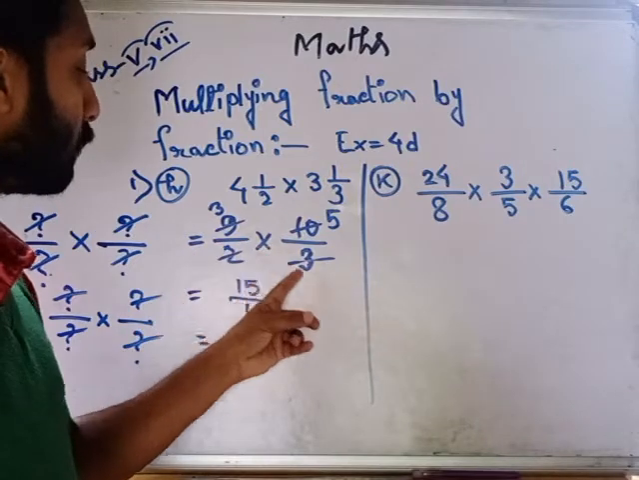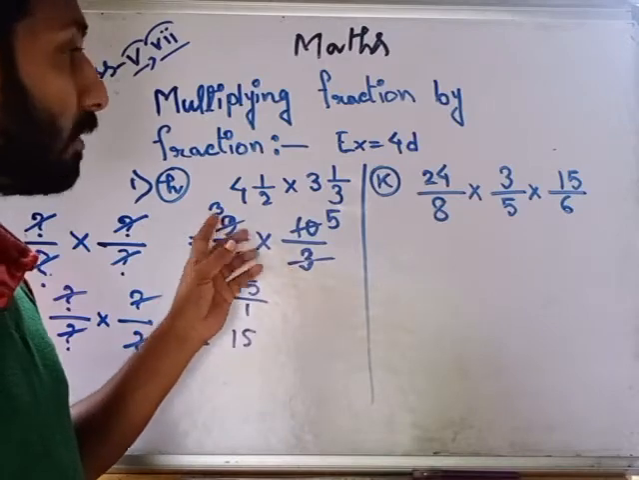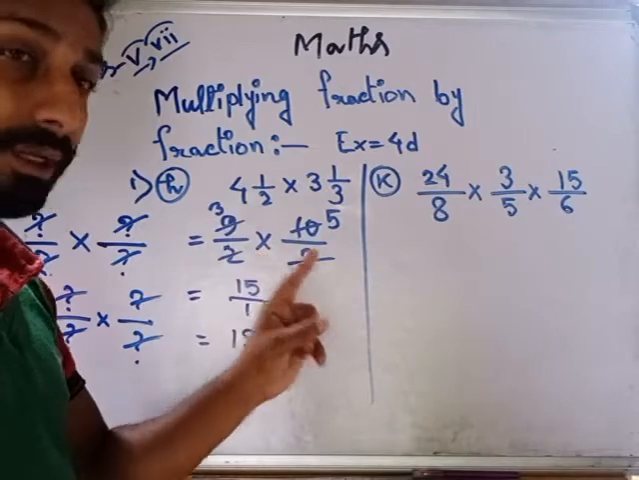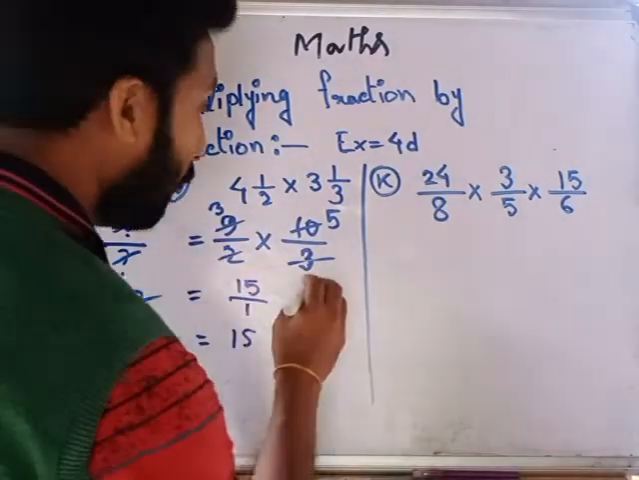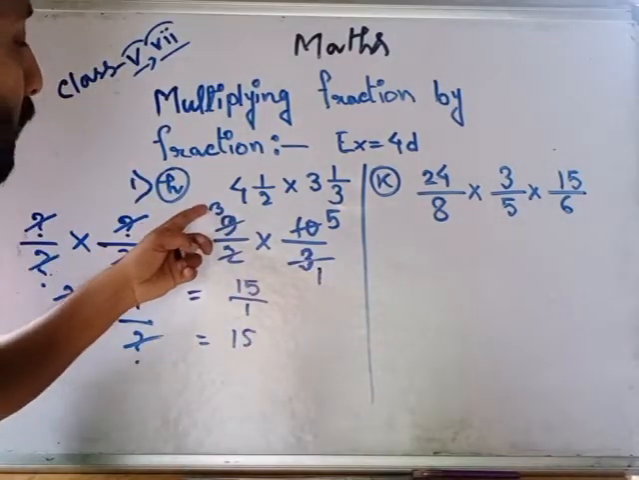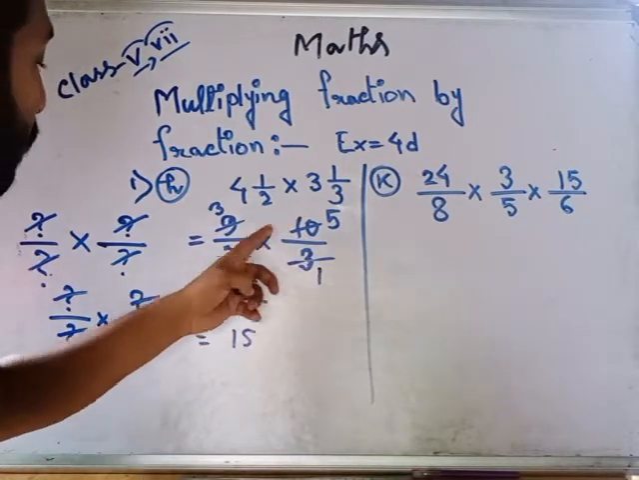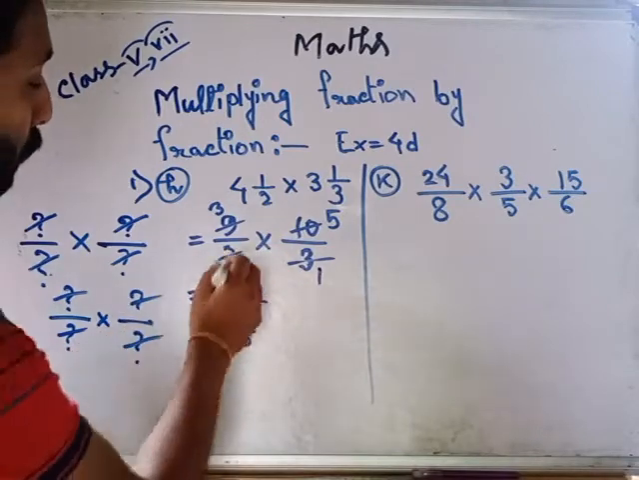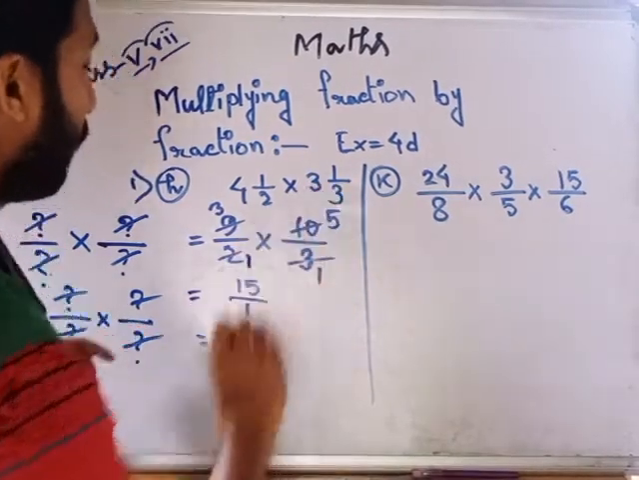3 and 9 also the same number. By which number do 3 and 9 divide? 9 and 3 also divide by 3. That means we should cut 3 and 9 and divide by 3. 3 ones are 3 and 3 threes are 9, so we should write here 3. 2 and 10, that is also diagonally divisible by 2. Both of the numbers are divisible by 2, that's why you should cut 2 and 10. 2 ones are 2 and 2 fives are 10.